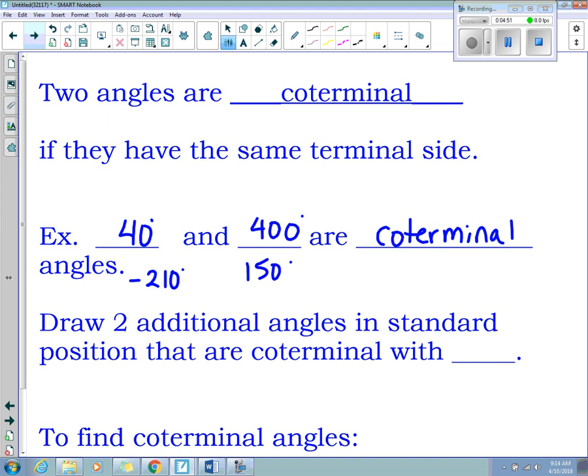So go ahead and take a minute on your paper and see if you can draw two angles in standard position that are coterminal with 30 degrees. Go ahead and do that.